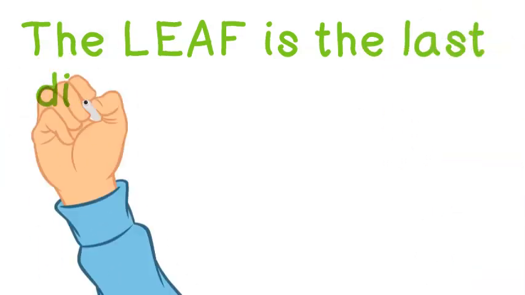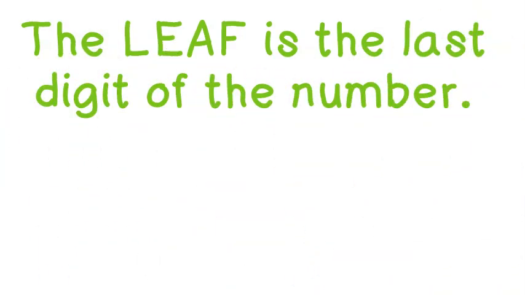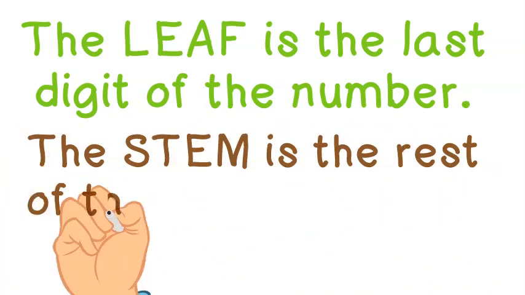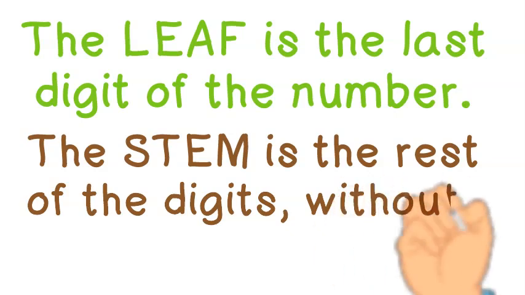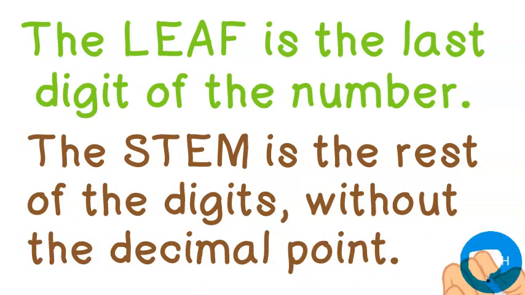The leaf is the last digit of the number, and the stem is all the other digits in the number without the decimal point. So now let's look at making a stem and leaf plot.